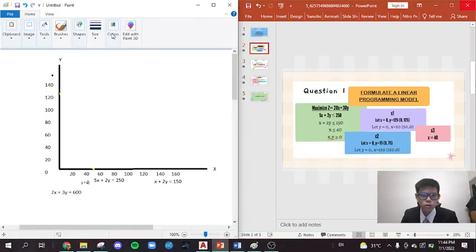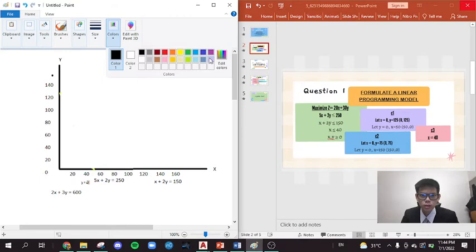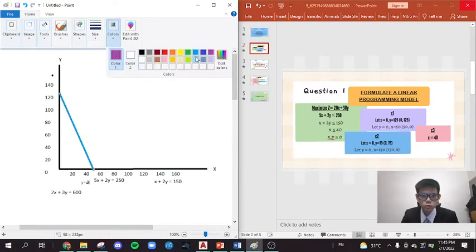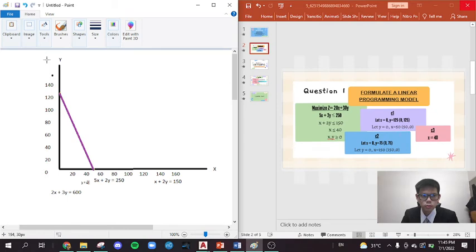So the color, let's use purple. Okay, so 250, 125 to 50. This is our C1 here. The second one is the blue color one, so we change to blue. The second one is y equal to 75 here, and x equal to 150, so about here.